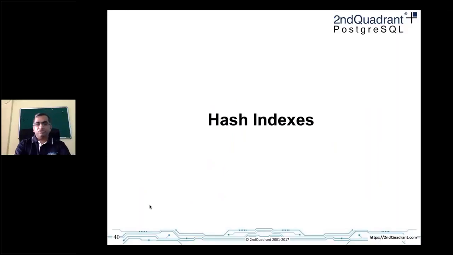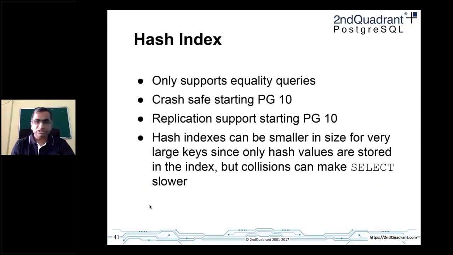Hash indexes have been in Postgres for a very long time, but very recently in PG10 they were made crash safe, and they also started supporting replication starting PG10. So that's why hash indexes have become useful now, even though they existed for quite a long time. The key point about hash indexes is that they only support equality queries. You cannot do any range queries using hash indexes because the tuples within the index are not sorted.